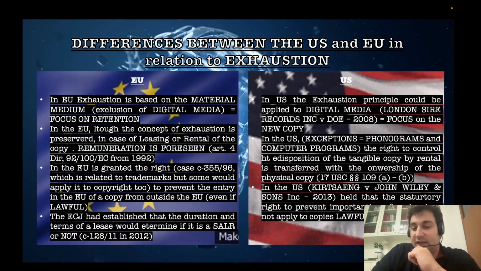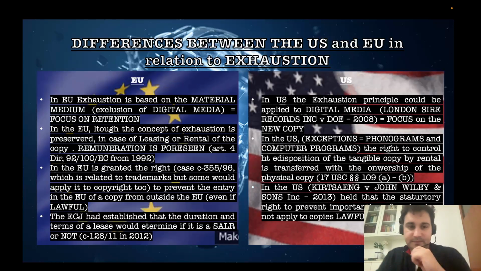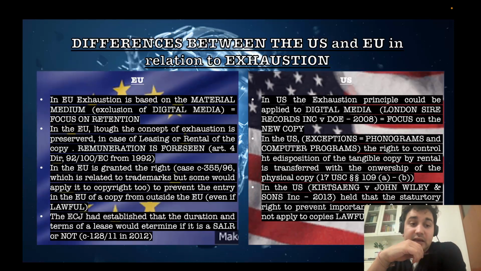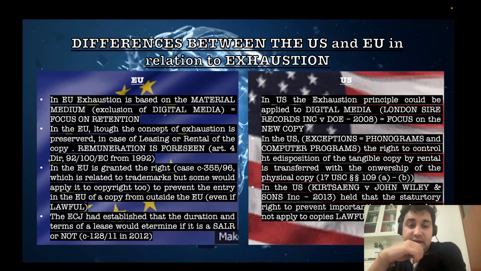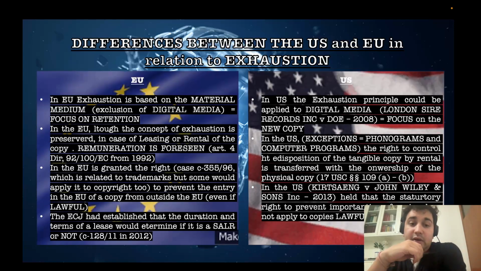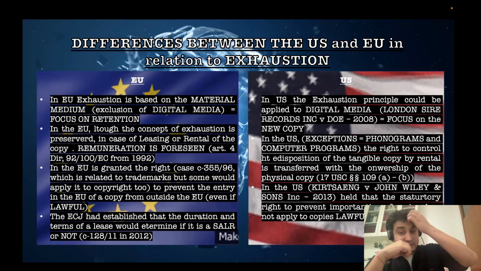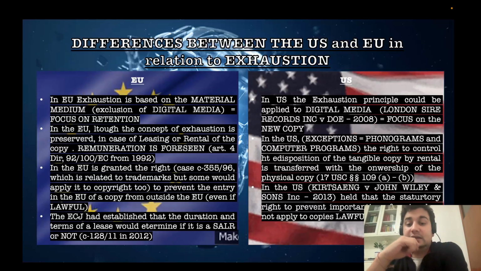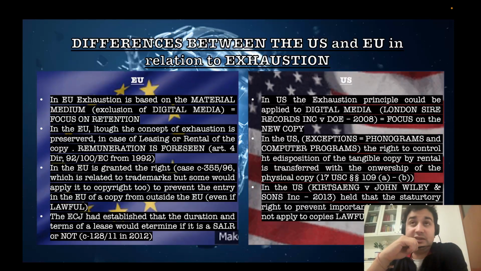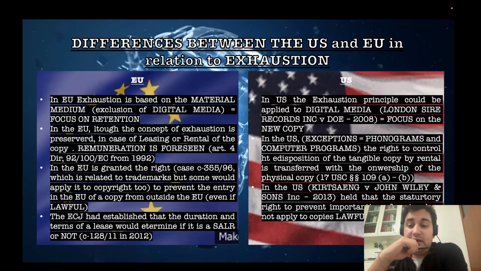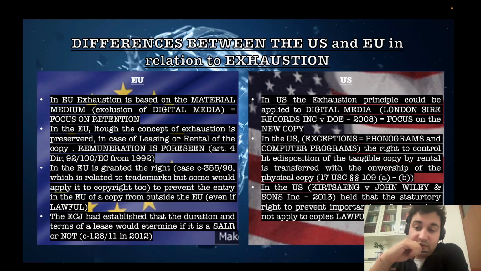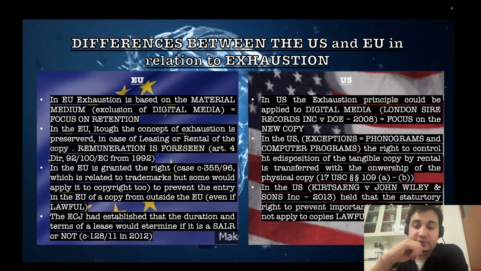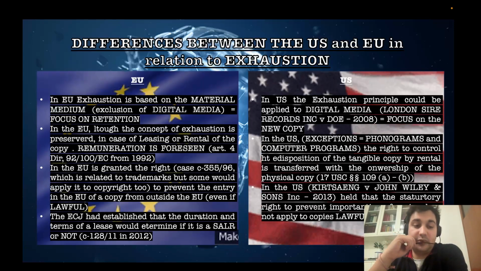sections 109A and B. Okay? Instead, in the European Union, we have seen that remuneration is foreseen in case of leasing or rental of the copy, although the concept of exhaustion is preserved. Okay. Then, in the US, under Kirtsaeng versus Wiley and Sons that we've seen before, there is a statutory right to prevent importation of copies. The statutory right to prevent importation of copies does not apply to copies that are lawfully made abroad.